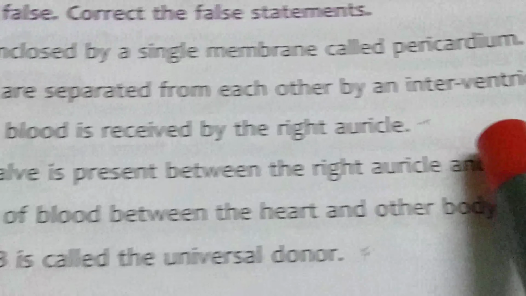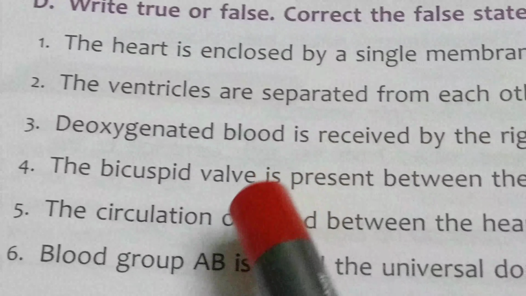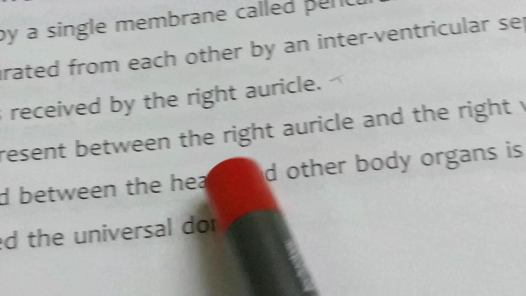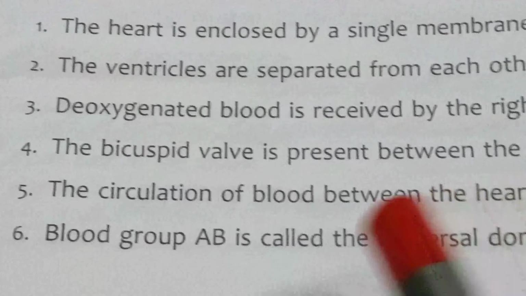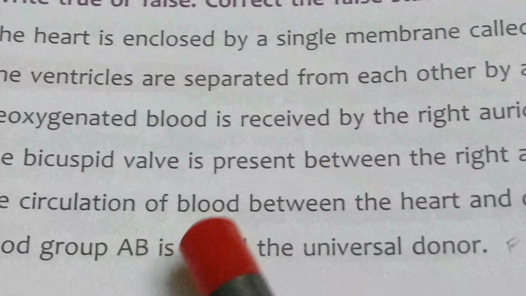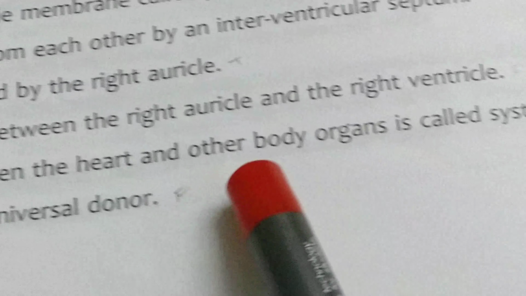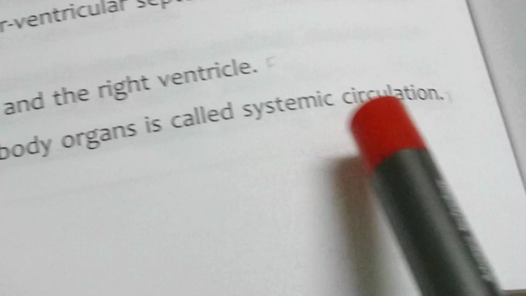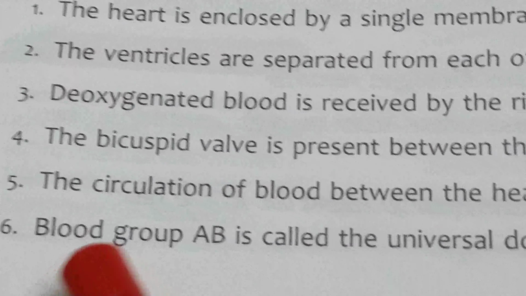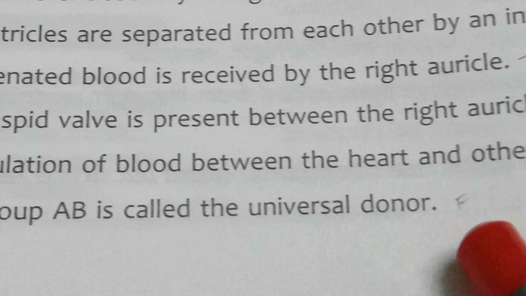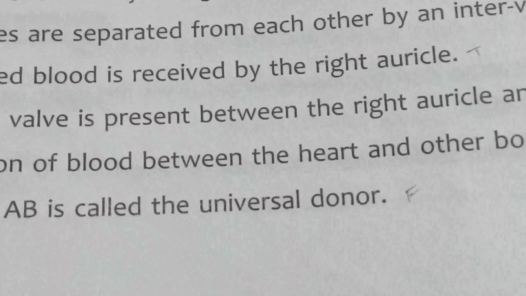Deoxygenated blood is received by the right auricle. True. The bicuspid valve is present between the right auricle and the right ventricle. False. The circulation of blood between the heart and the other body organs is called systemic circulation. Answer is true. Blood group AB is called the universal donor. False.